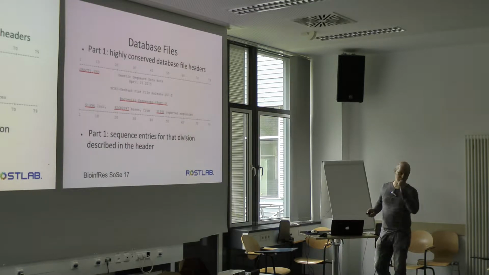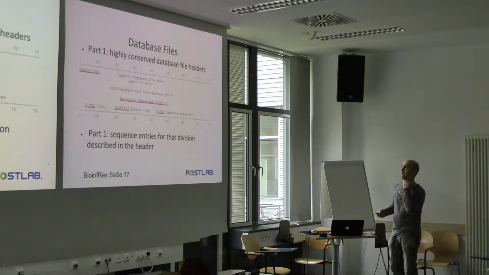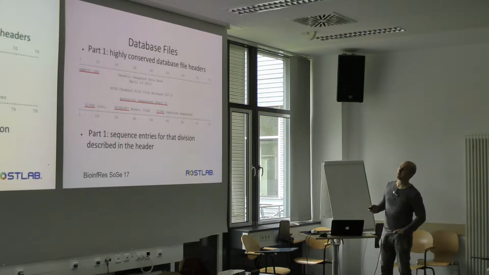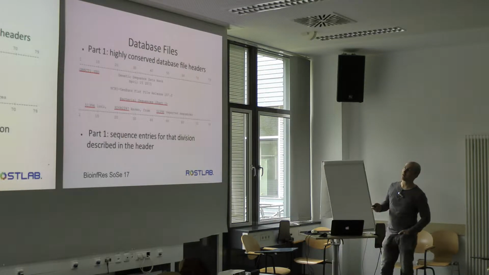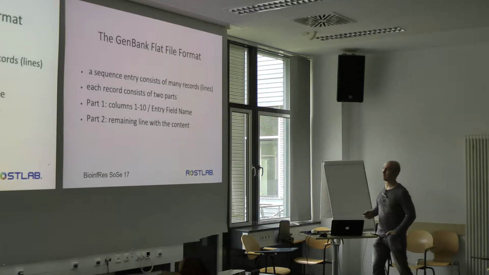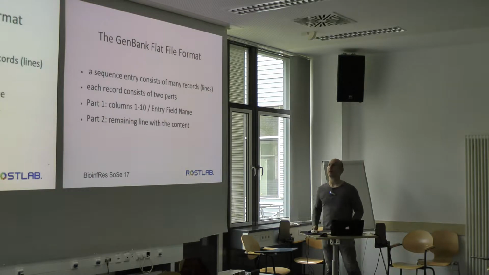So each file has actually a header and a body. So that means the sequence entries for the division are described in the header. So that means that's the name, GenBank bacterial file number 1.sec, tells you how many sequences or actually how many loci are described. So that's here the same as the sequences, and how many bases are there in the sequence. And then the sequence entries follow.